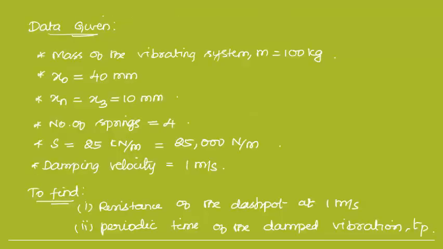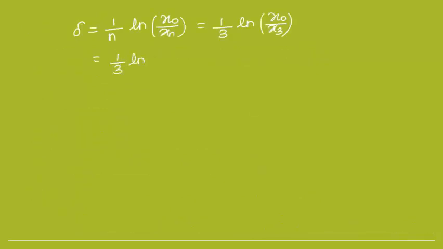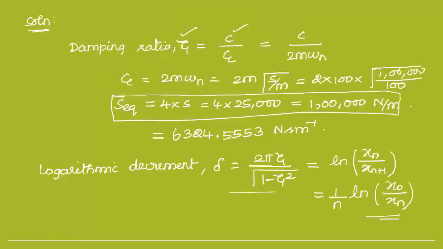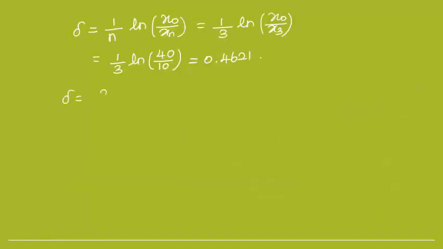The x naught value is 40 mm, x3 value is 10 mm. So 1 by 3 ln of 40 divided by 10. The delta value can be calculated as 0.4621. Now we can use the relationship between delta and damping ratio: delta is equal to 2 pi zeta divided by root of 1 minus zeta square. The delta value has been calculated in the previous step as 0.4621. Here there is only one unknown, that is zeta, which can be calculated easily.